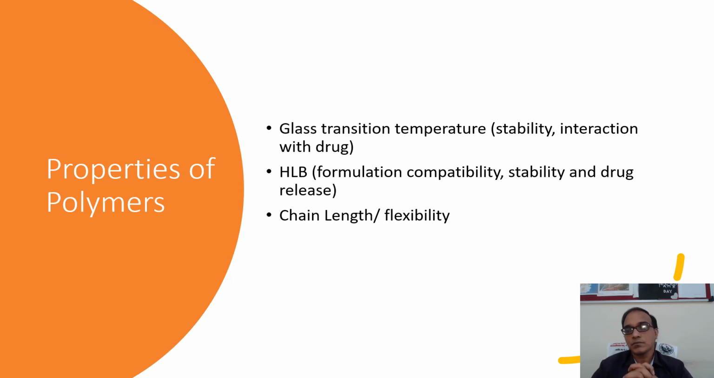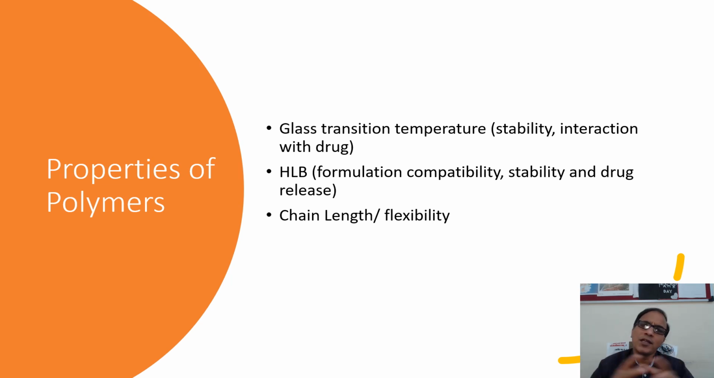Okay. HLB, hydrophilic lipophilic balance. You know about the HLB? If not, please mention it. Please recall it. Formulation, compatibility, stability, and drug release. For all these things, we require a good HLB. That HLB must fit the formulation.